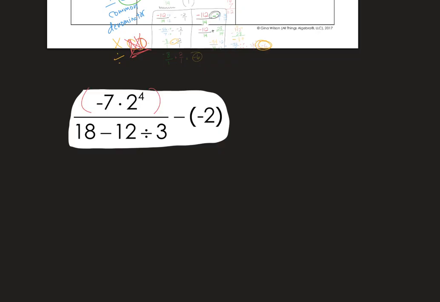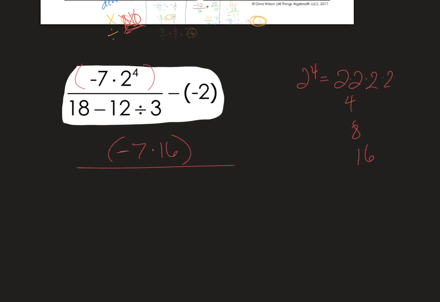And what I'm going to do is 2 to the 4th. And I'm going to kind of just count this out in my head. 2 times 2 is 4. Times 2 is 8. Times 2, 16. So there was the negative 7 times 16. On the bottom section, you could probably do that in your head, because you know that 12 divided by 3 is 4. And if you can't do it in your head, why don't you just write little numbers down next to you? 18 minus 4 is 14. That wasn't that bad, right?